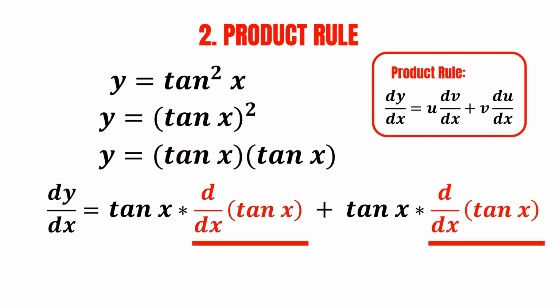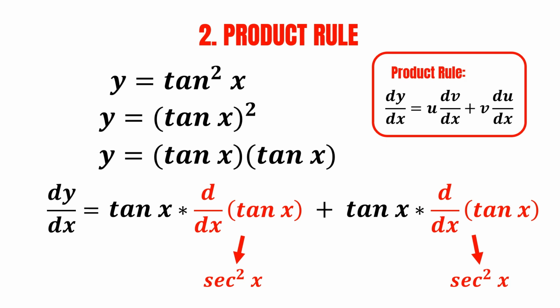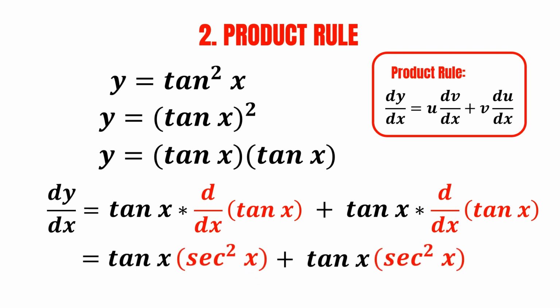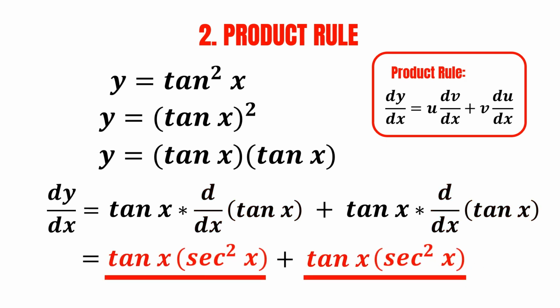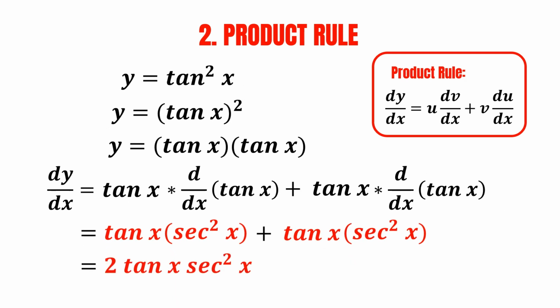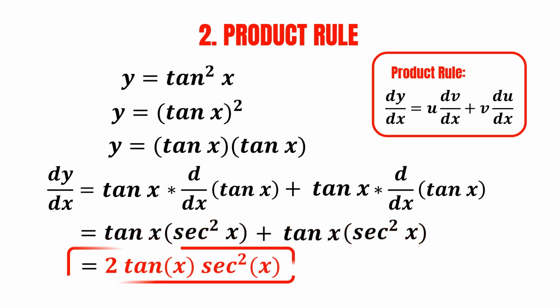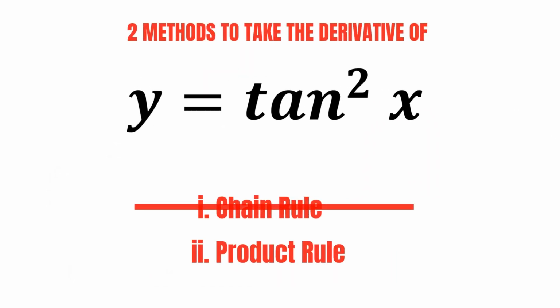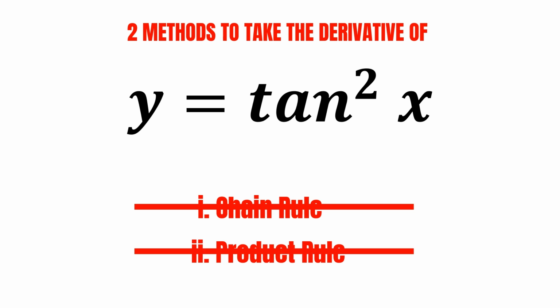For the derivative of tangent of x, we know that it's equal to secant squared of x. Since both terms are actually the same, we can add them up, and we end up with 2 multiplied by tangent of x, multiplied by secant squared of x. And we've got our final answer, which is the same as what we found earlier in the previous method. That's how we take the derivative of tangent squared x by using the chain rule and the product rule.